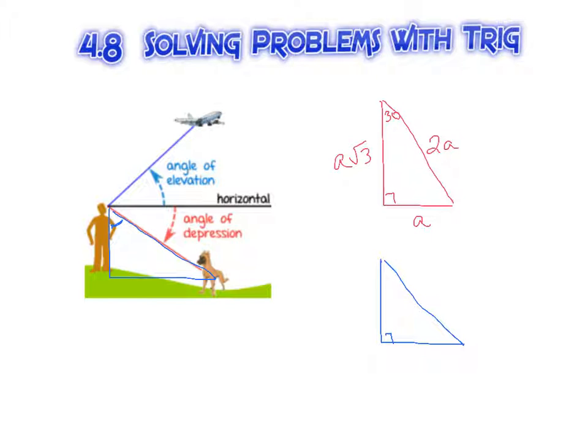In a 45, 45, 90, it's an isosceles right triangle. Those two legs are a, or whatever you want to call them. The hypotenuse is always that leg times the square root of 2. If you already know the hypotenuse, then you divide it by the square root of 2 to get to your legs. As we solve these problems, if it's a 30, 60, 90 or a 45, 45, 90, we're going to use what we know about special right triangles. If it's not one of those, then we're going to use SOHCAHTOA.